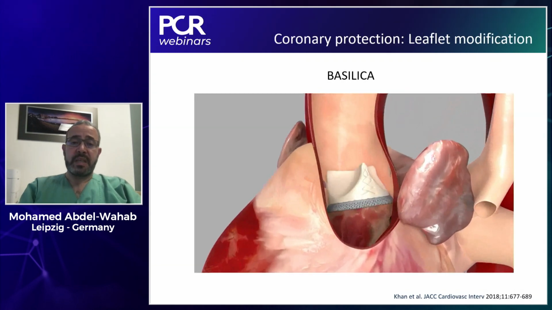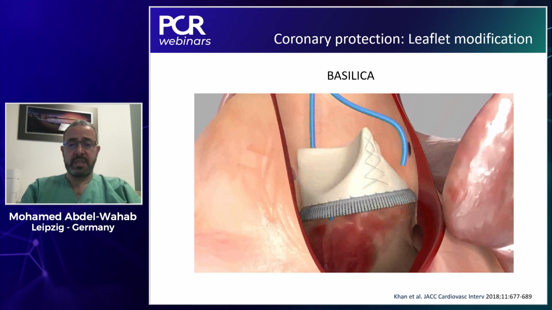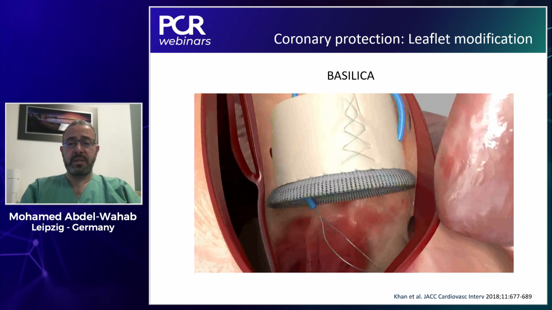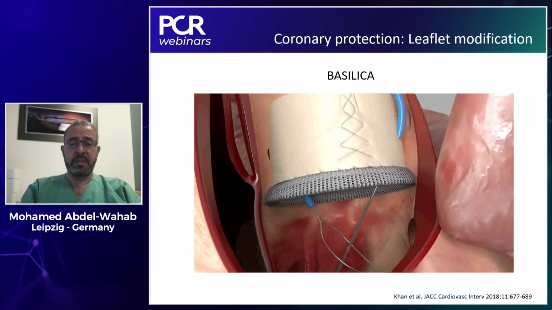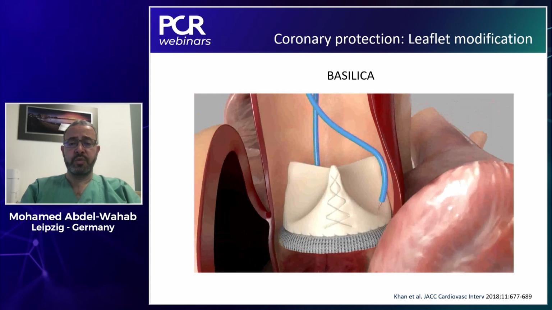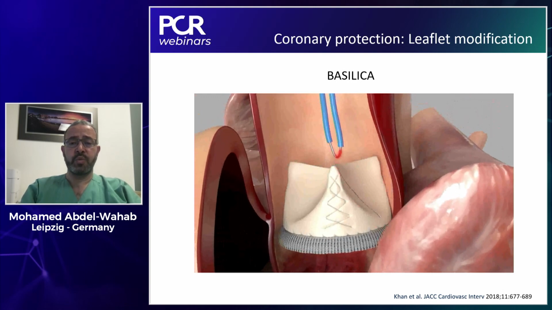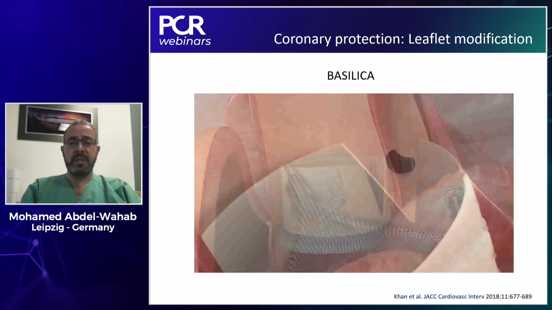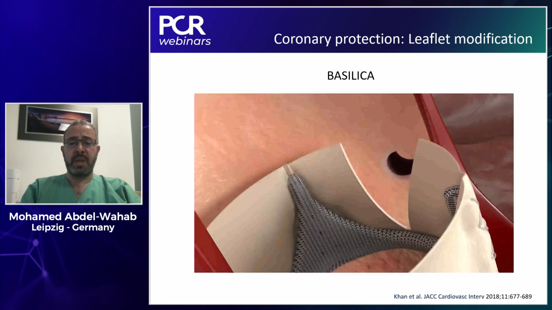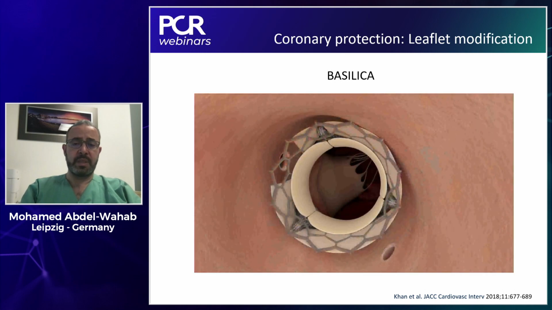So there is the other technique, what we call leaflet modification, for example, using the BASILICA technique, which is by using an electrified guide wire. You puncture the leaflet, you snare the wire, you build a loop, and then again by electrifying this wire, you slice the leaflet, and so the leaflet opens up when it's deflected towards the coronary ostium, and this would maintain coronary flow.